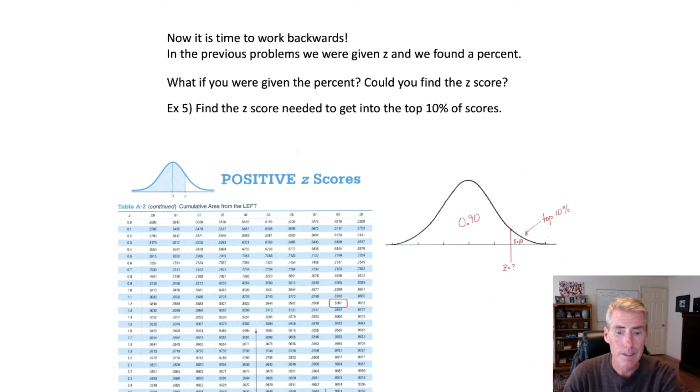So it turns out that 0.8997 is the closest. Now here's how you work backwards. You have to find out what the z-score was. So you look over to the left. That means the z-score started with 1.2. Then look to the top, and that means the z-score has to end with an 8 as its last decimal. So that means that the z-score equals 1.28.